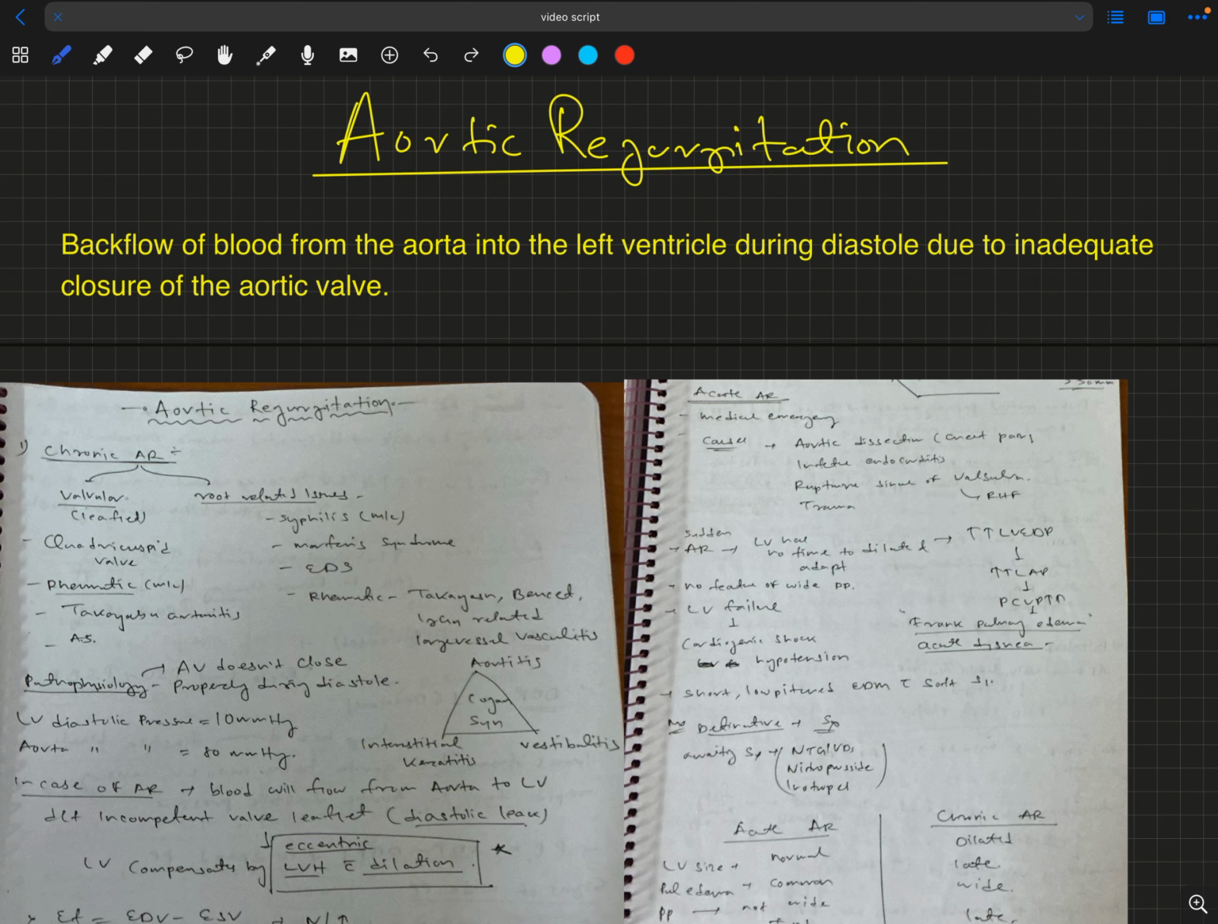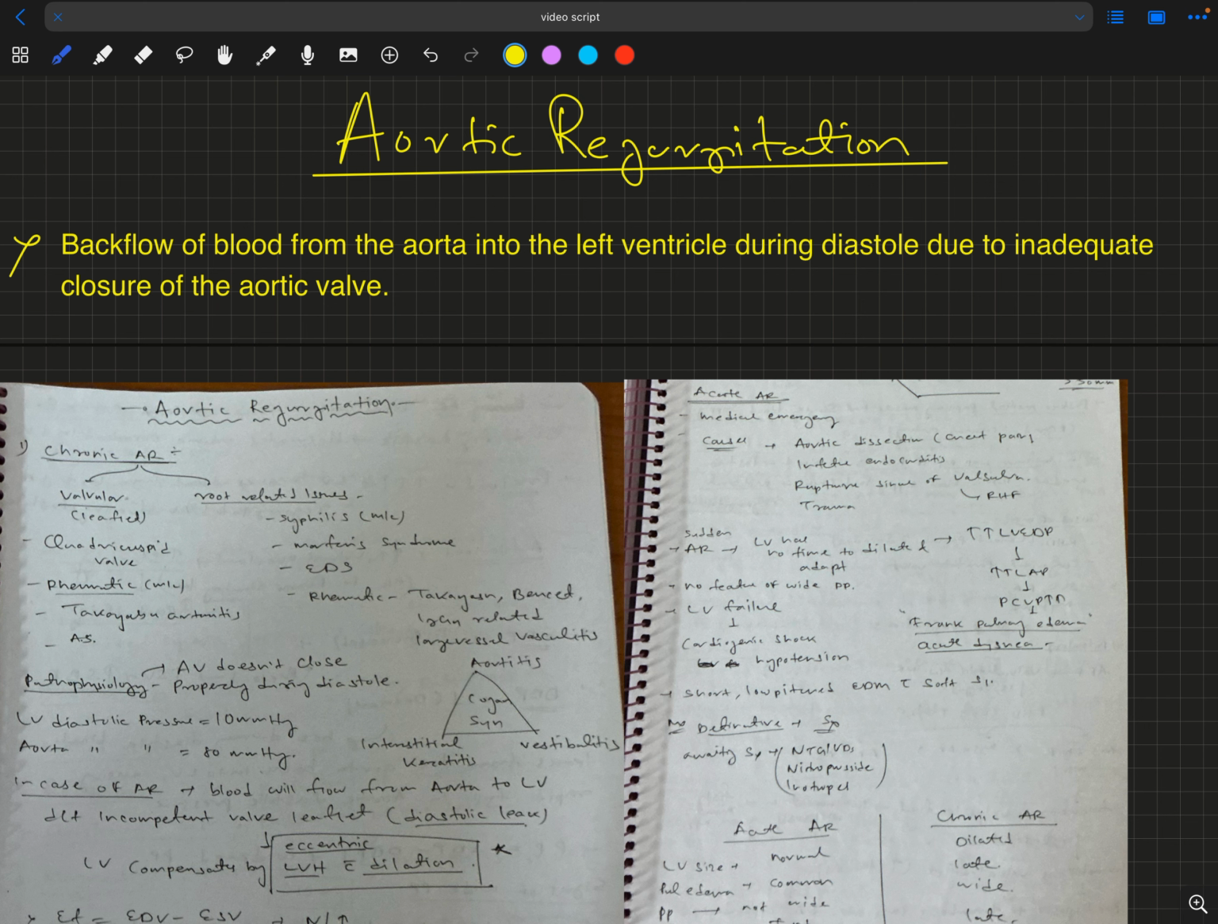In this video, we are going to discuss aortic regurgitation. Aortic regurgitation is backflow of blood from the aorta into the left ventricle during diastole due to inadequate closure of the aortic valve. Here the valve is incompetent; it can't close properly during diastole. Blood from the aorta flows back into the left ventricle because during diastole, the pressure inside the aorta is more than the pressure inside the left ventricle.